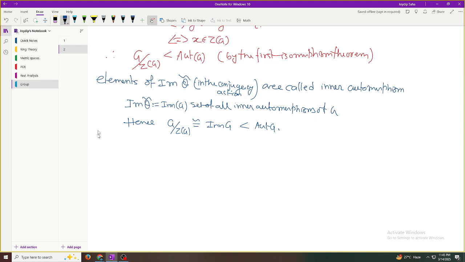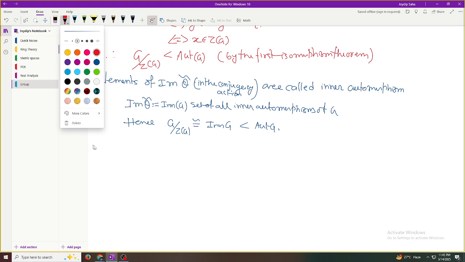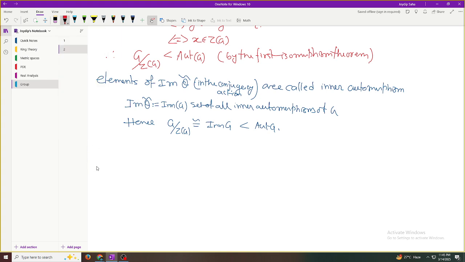Another observation is, let H be a subgroup of G and S be the set of all left cosets of H in G.